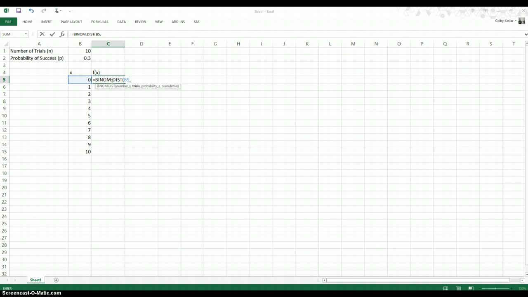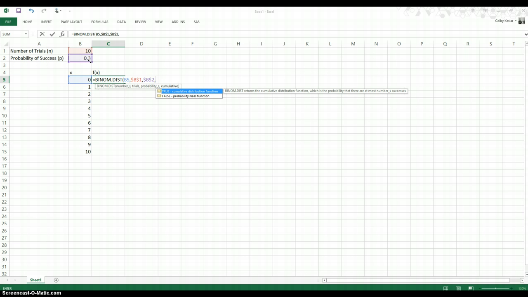And so what I enter is $B$1, comma, and then the next entry is the probability of success. That's what probability_s stands for. And that's in our B2 cell. So you can see the B5 in blue is highlighting the number of successes I want. The red is highlighting my number of trials. So the next entry, $B$2, is in purple, which matches my probability of success, comma.